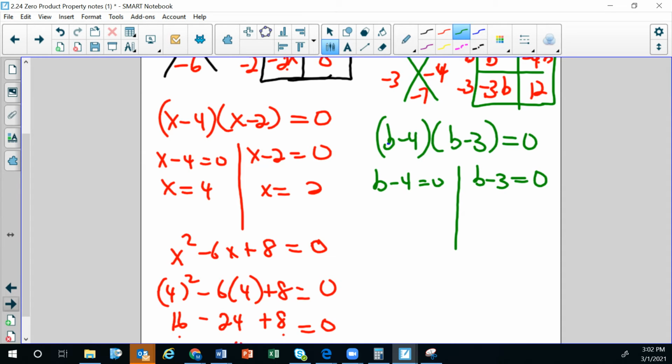If I add 4 to both sides of the equation, I will get b is equal to 4. And on the right side, if I add 3 to both sides of the equation, that will give me b is equal to 3. So my zeros, or solutions, are b equals 4 and b equals 3.